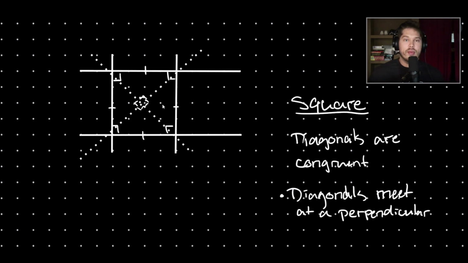And then lastly, we have our square, which is the best of both worlds. It's both a rectangle and a rhombus. Therefore, the diagonals not only bisect each other, like for all parallelograms, they are also congruent, like for all rectangles, and they also meet at a perpendicular, like all rhombuses.